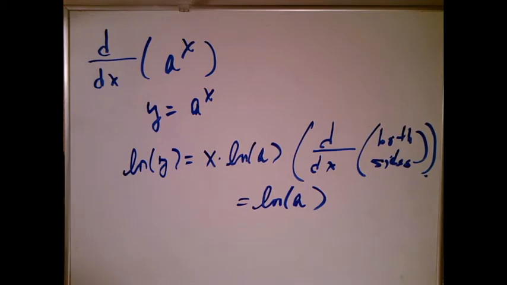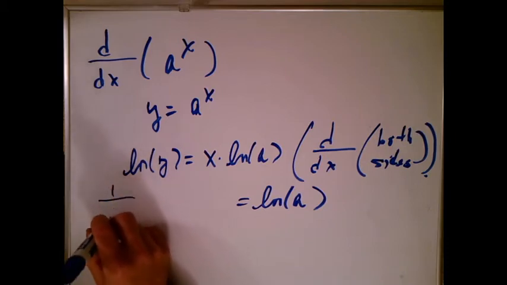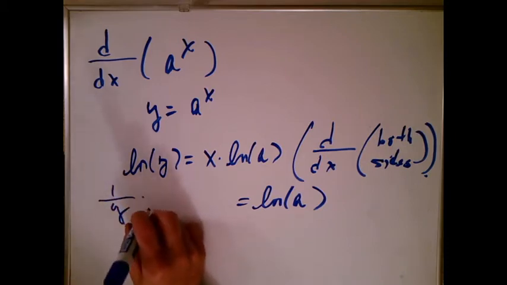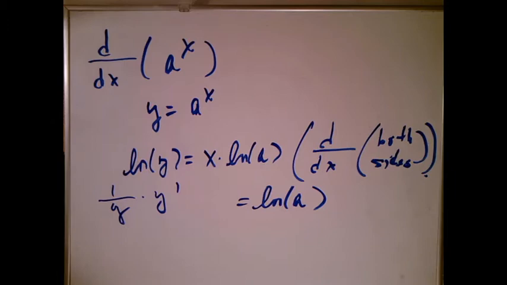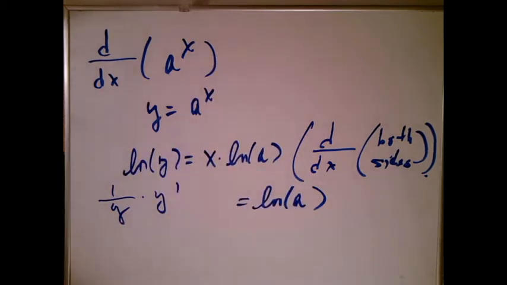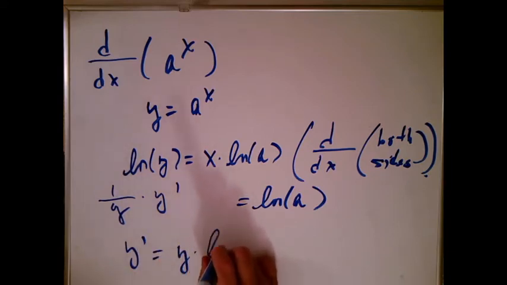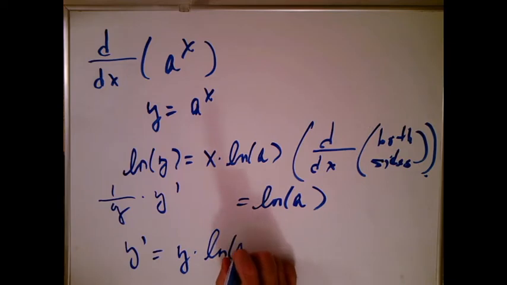The left-hand side reads the ln of blob. Right? The derivative of ln of blob, we just saw, is 1 over blob times the derivative of the blob. Remember the goal, once we wrote down y equals a to the x, was to find y prime. I now have an equation that has y prime in it. Multiply both sides by y. I'm going to get y prime equals y times the ln of a. That is the derivative we're looking for.